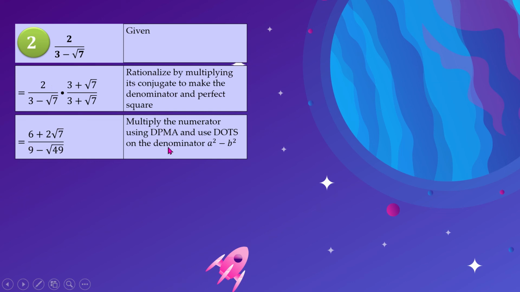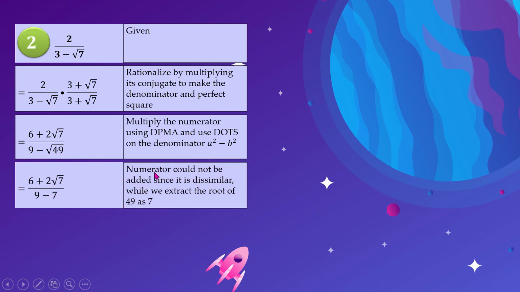And for the denominator, 3 minus the square root of 7 times 3 plus the square root of 7, we use the difference of two squares: the square of the first term minus the square of the second term. So the square of 3 is 9, minus the square of the square root of 7, where 7 times 7 is the square root of 49.